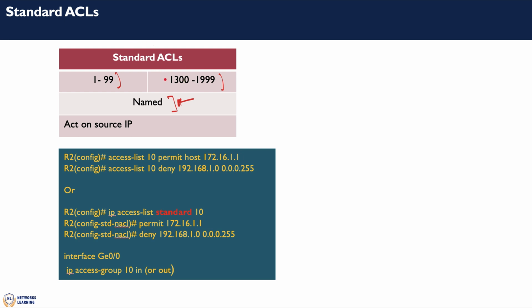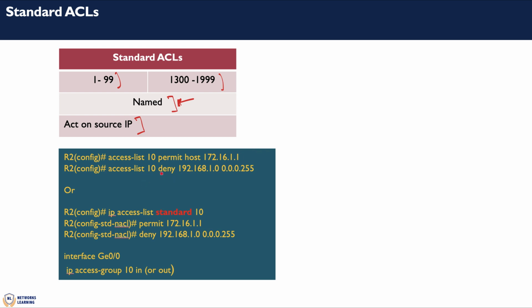As we have seen in the previous example, standard access lists act on source IP address. Syntax-wise, this is how the access list can be configured. There are two ways you can do it. You can either use access list 10, giving it a number, permit a host. So either you can write host, or you can write the IP address followed by 255.255.255.255 all the way to define a host.